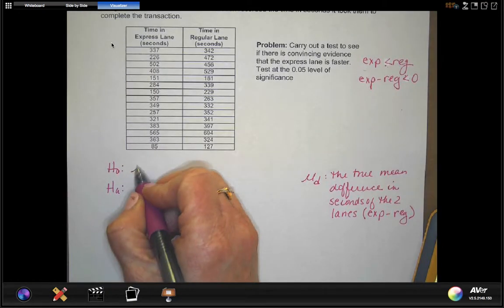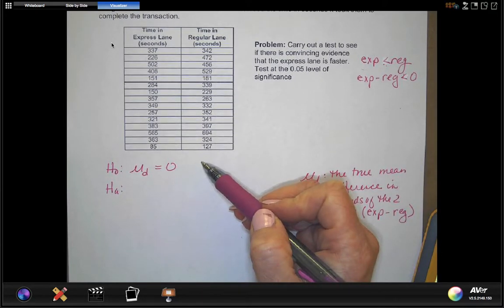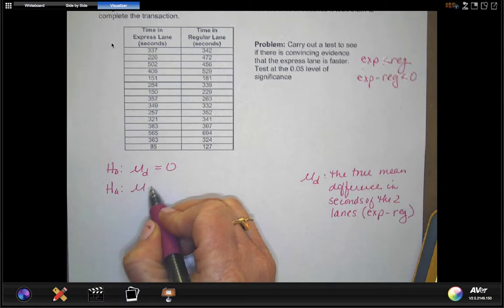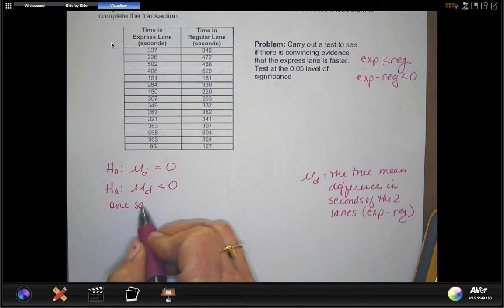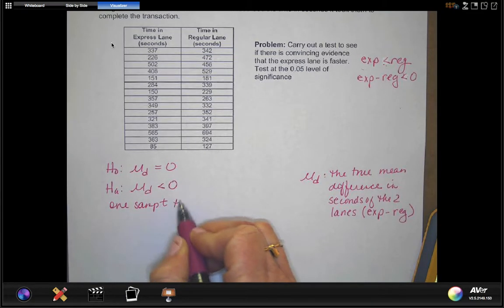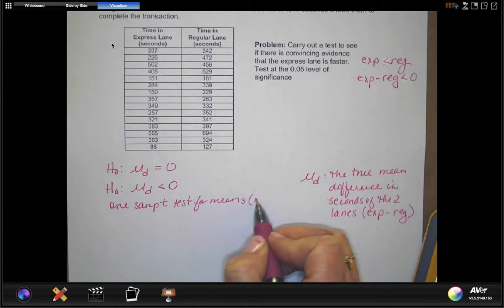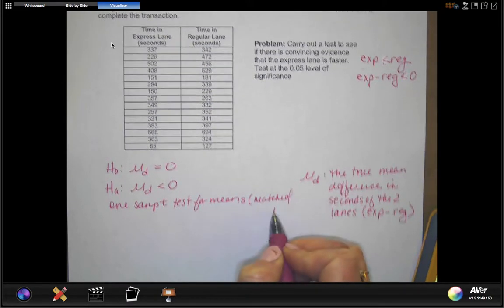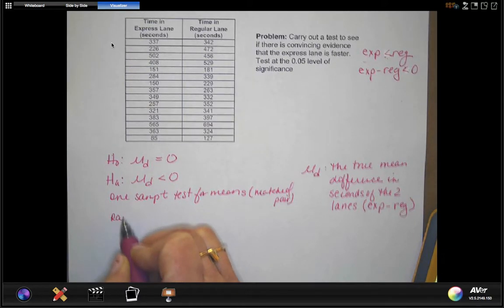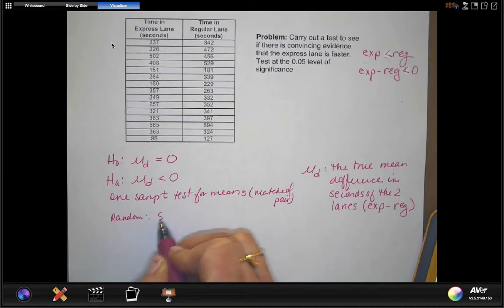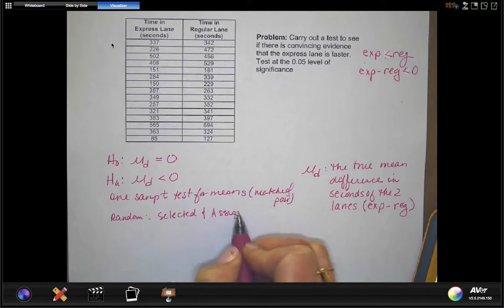So back up here, I said it was express minus regular. So mu d will be equal to 0. Pretty much in all these problems, we're going to have a difference of 0. So I'm doing mu d is less than 0. I'm doing a one sample t-test for means, and I want to say that it's a matched pair. So for my random check, they were both randomly selected and randomly assigned.